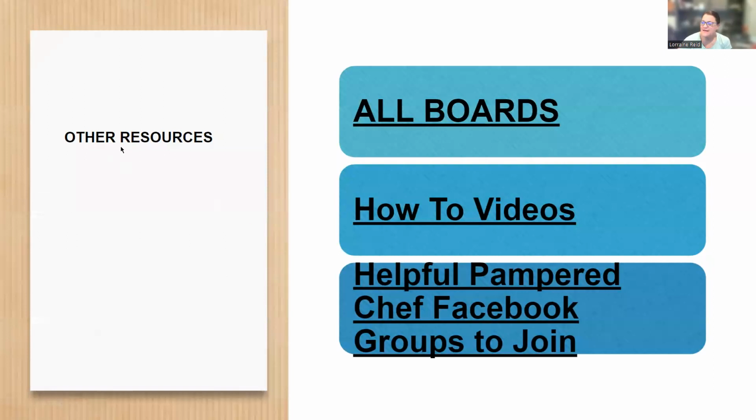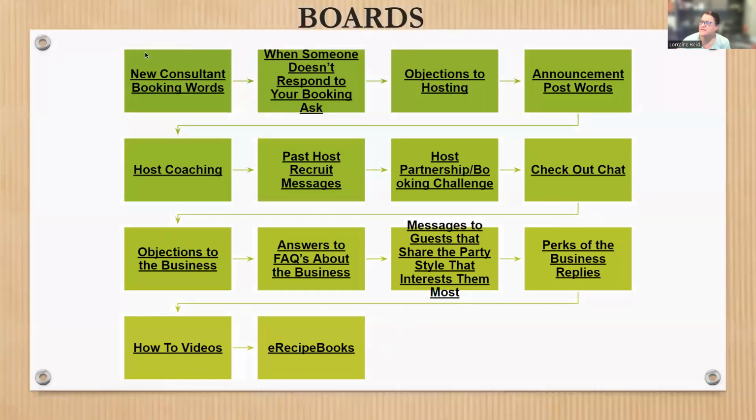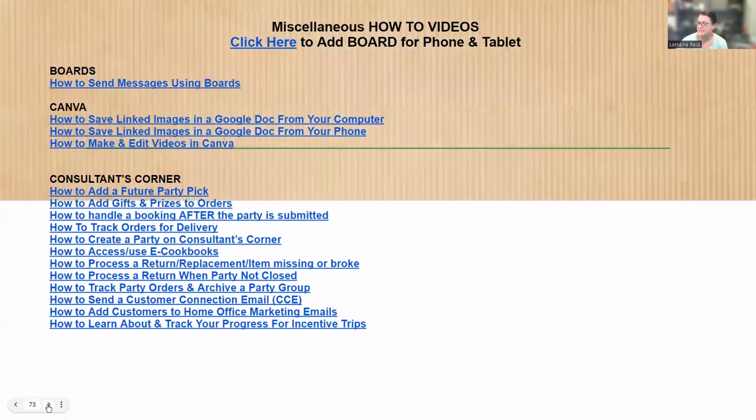So at the bottom of the 7 steps, there's one final link and it says other resources. If you click this link here, these are going to be all the boards that we have. Click this link, it's the how-to videos. Click this link, this is just helpful Pampered Chef groups that you can join. So again, they're all right here. So here's an example of all the boards. The host coaching board, the checkout chat board, the objections to hosting a party, the e-cookbooks, any how-to videos. They're going to be sitting here line by line by line. You just click the link and boom, you go into that particular board and it downloads onto your board system.